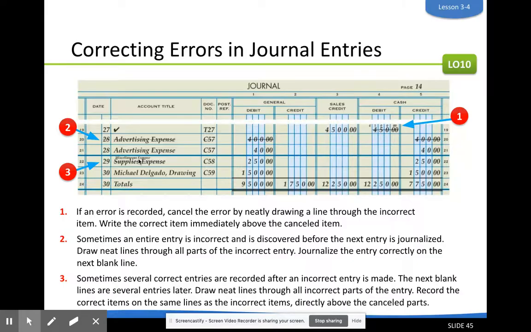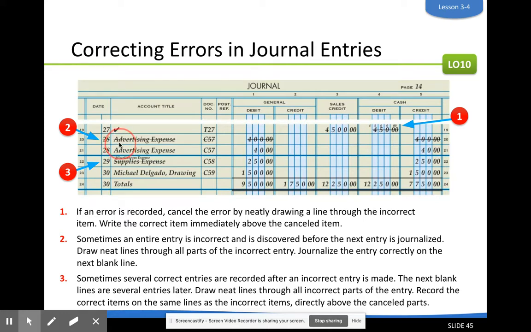So on your note guide, there are 3 questions. When is a general journal page completed? Question number 1. That is when there is a double underline at the bottom of the page. That's how you let someone know that the journal is done. Number 2, if an entry is incorrect and is discovered before the next entry is journalized, how should the incorrect entry be recorded? Well, that's the situation where you cross out the incorrect entry and write the correct one below, like we did here on the 28th.